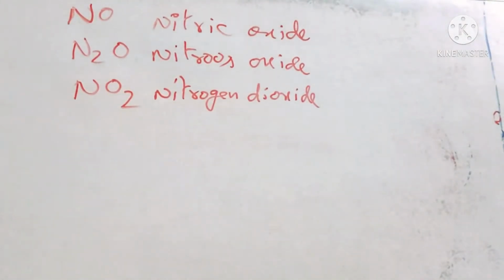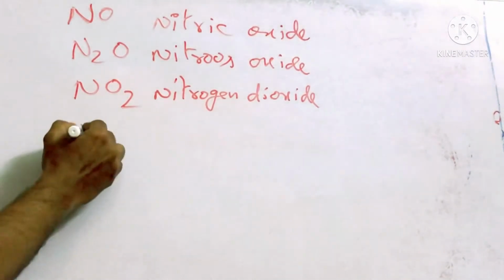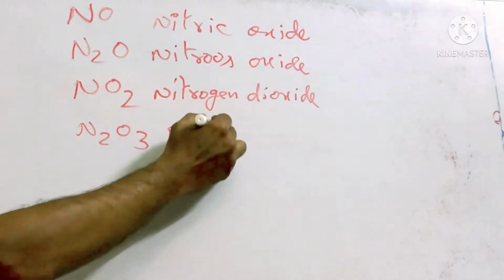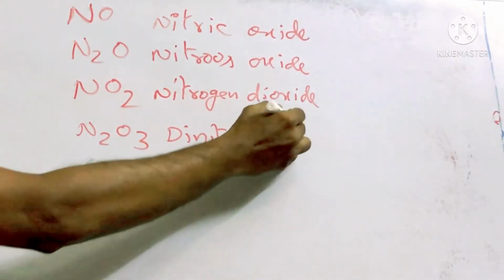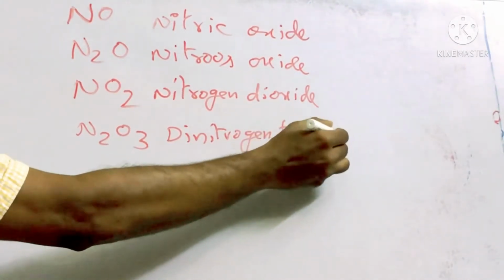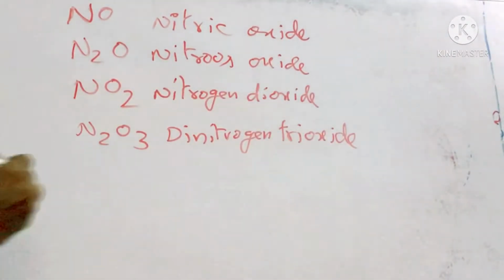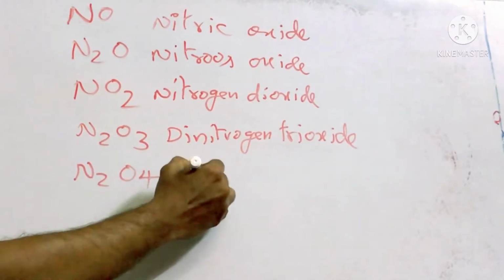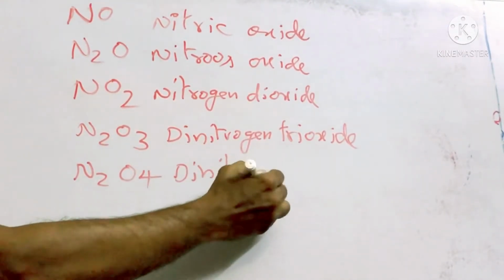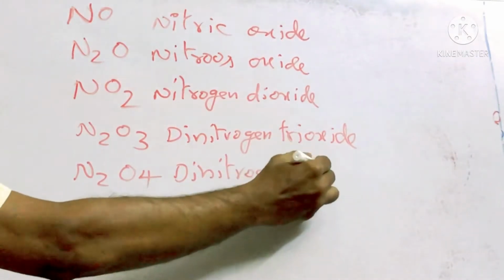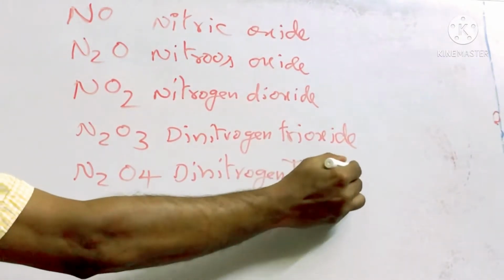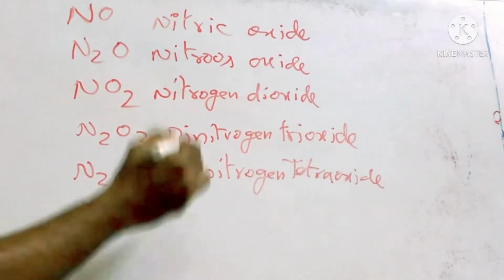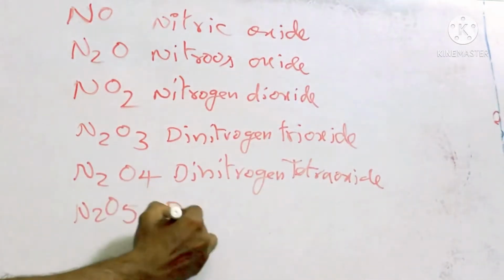The next will be N2O3, dinitrogen trioxide; N2O4, dinitrogen tetroxide; N2O5, dinitrogen pentoxide.